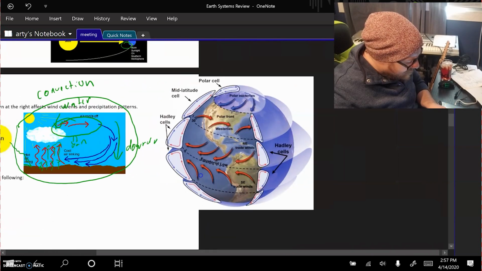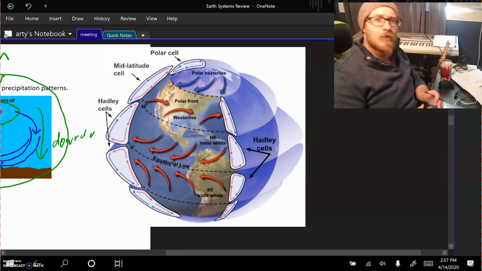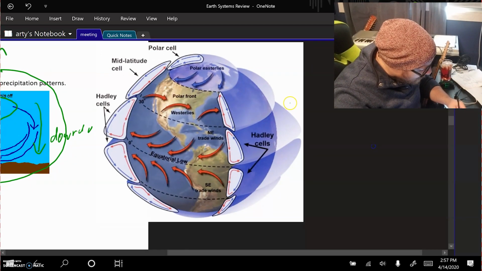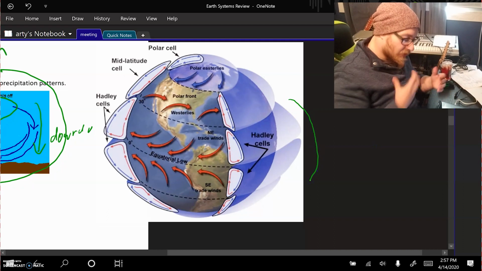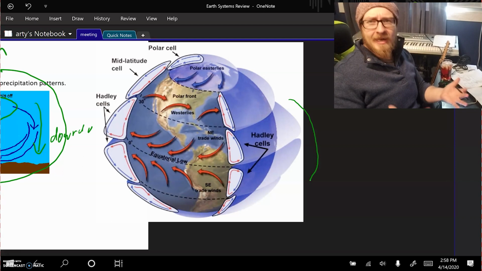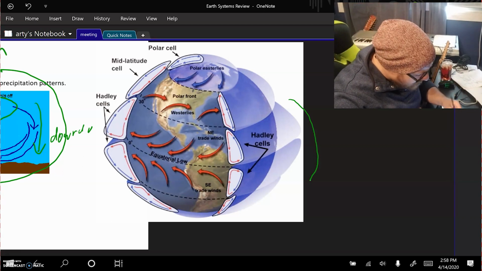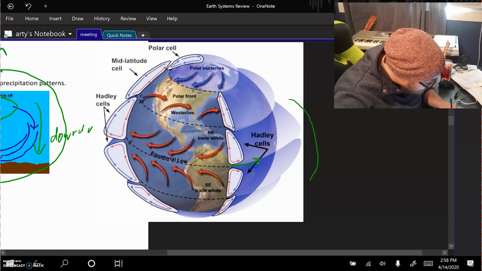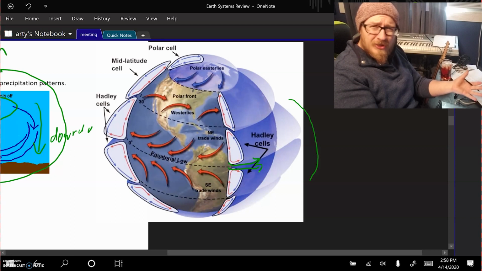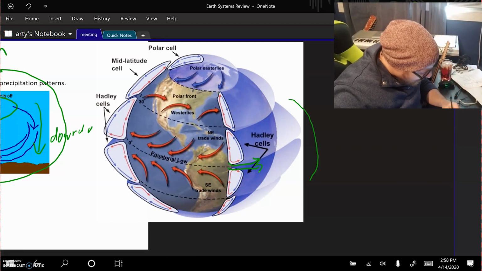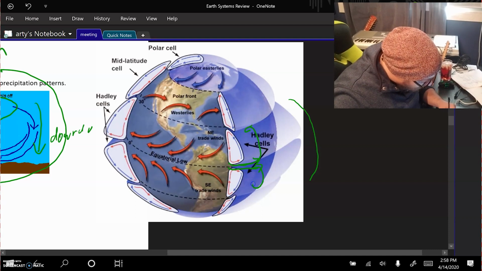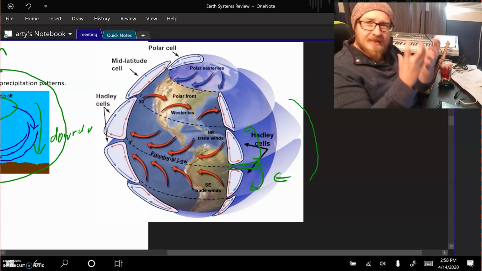Well, globally, it looks a little bit more like this, right? This is where you're getting into your Hadley cells, your polar cells, and these big movements of air across the world. The equator gets the most light, the most solar energy throughout the entire year. So along the equator, you're going to have these massive updrafts. And those updrafts are causing all this warm, moist air to rise. And as this air starts to move globally across the world, it will begin to sink.